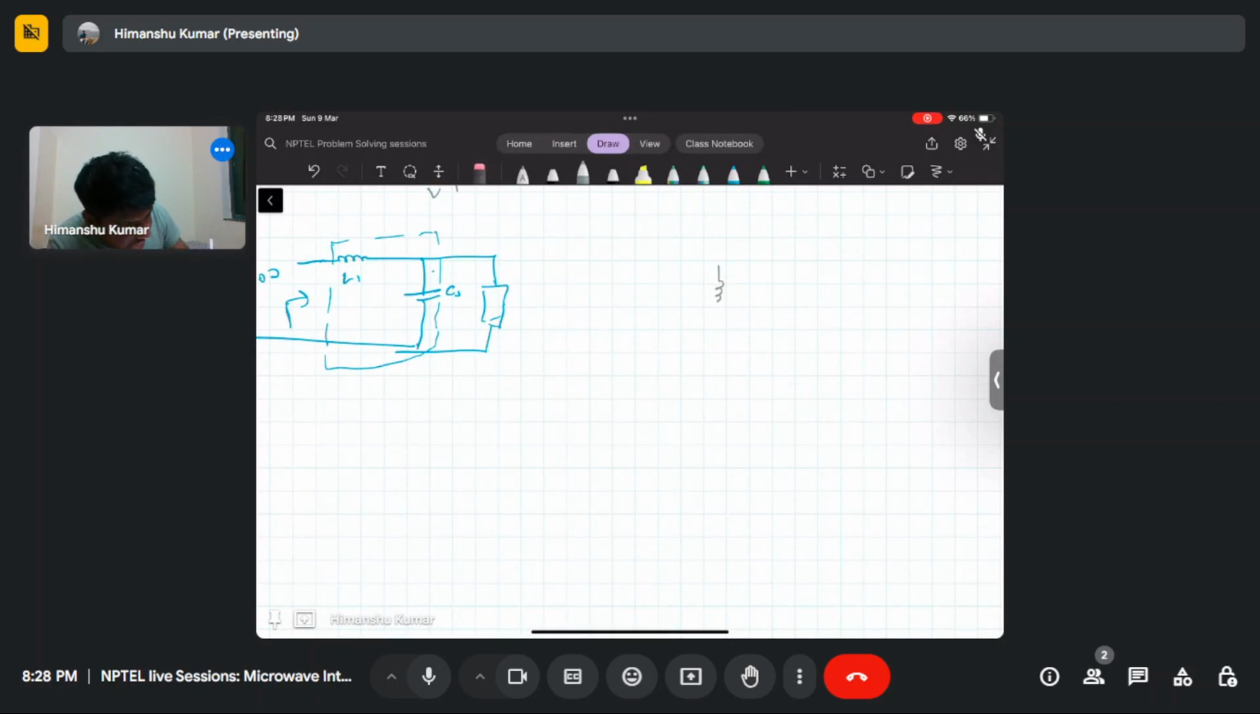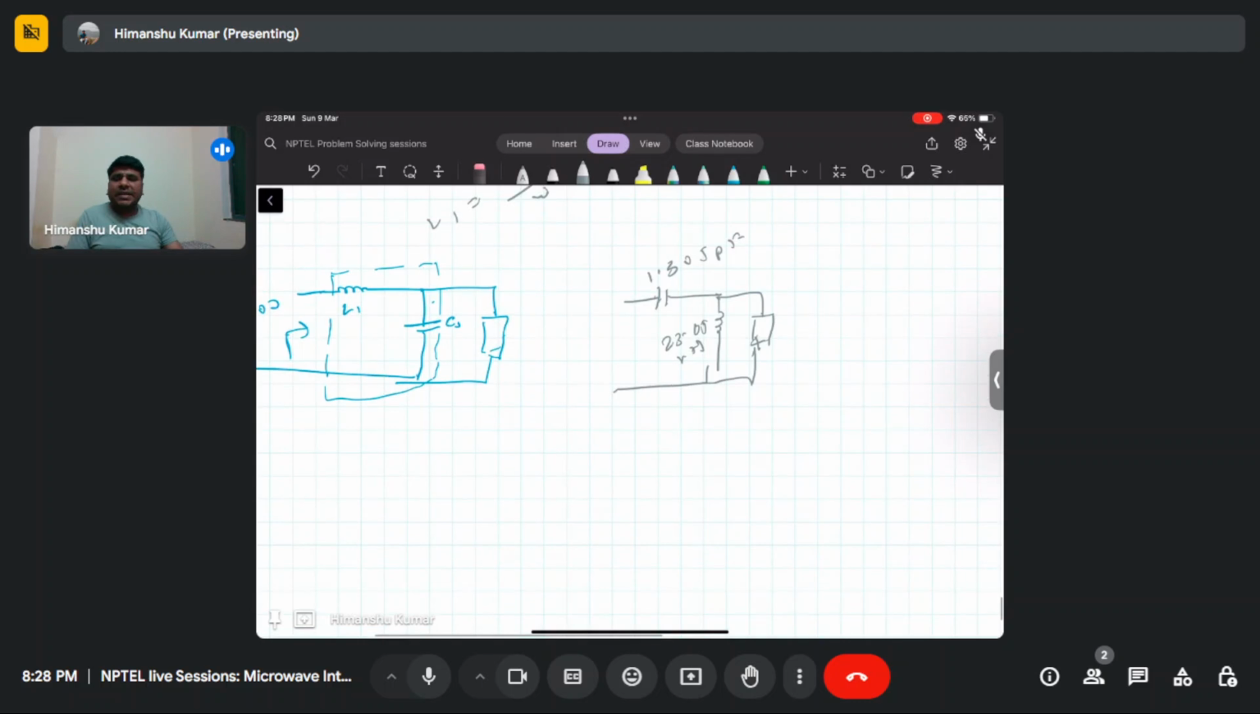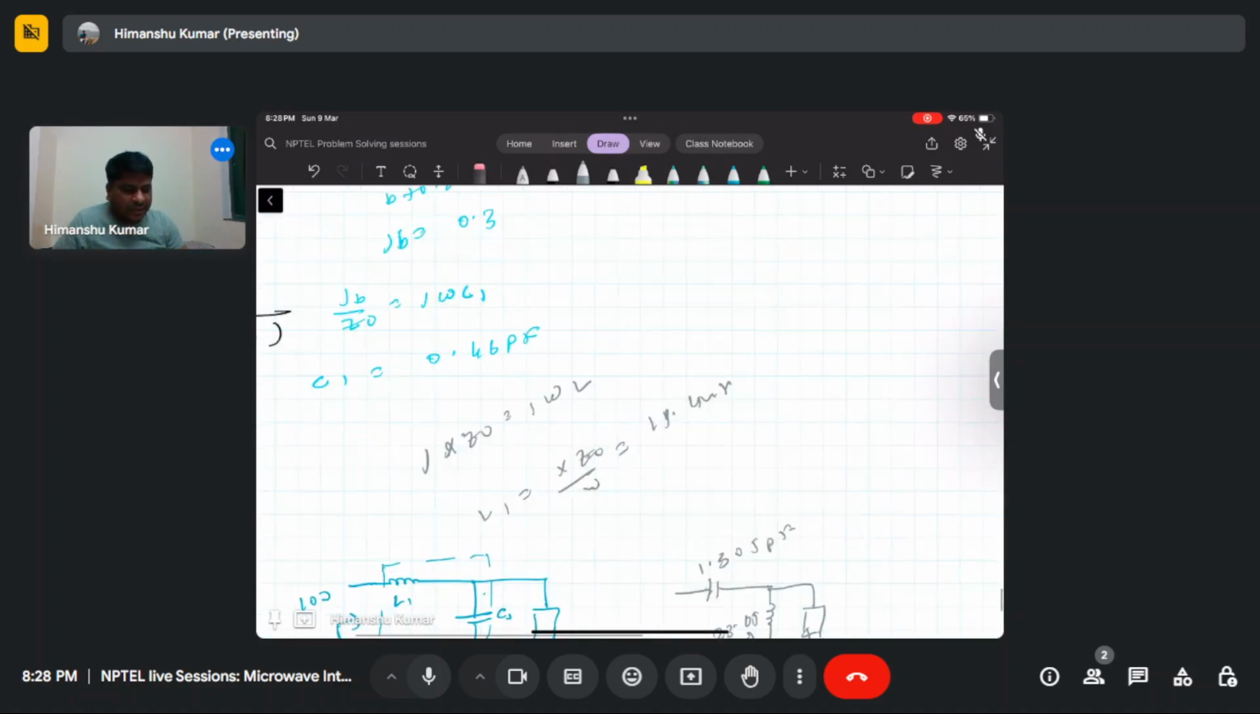so your inductance will be in shunt, and then your capacitance will be in series with the load resistance, which will be equal to 23.05 nanohenry, and this other one is 1.305 picofarad. So this is your impedance matching network, and with this you can design for any impedance.